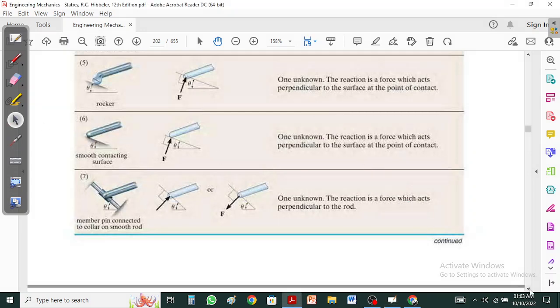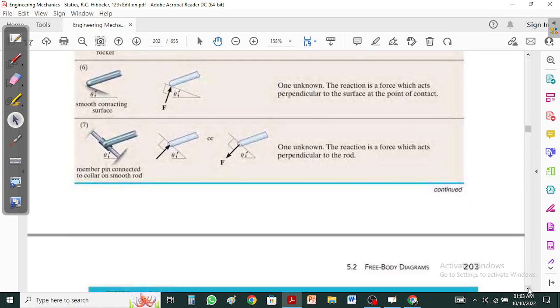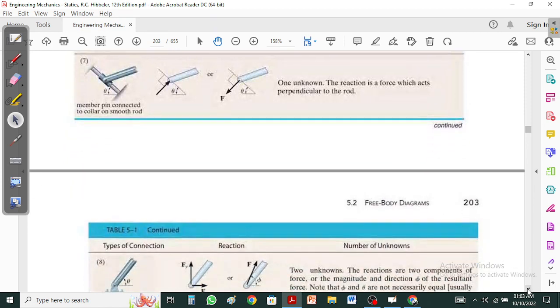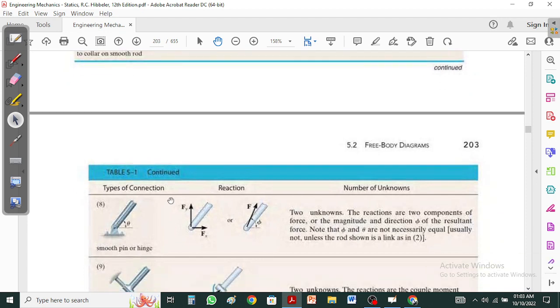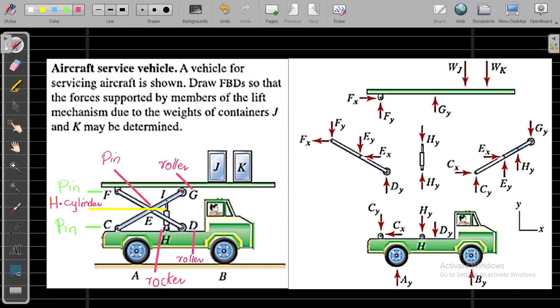Okay, so then he says there is another support over here. If you look, go down, and that support is a smooth pin or hinge. This smooth pin or hinge will give you two reactions. Two unknowns, the reactions are two components of forces. So once these support reactions are understood, we can easily go and solve this problem.